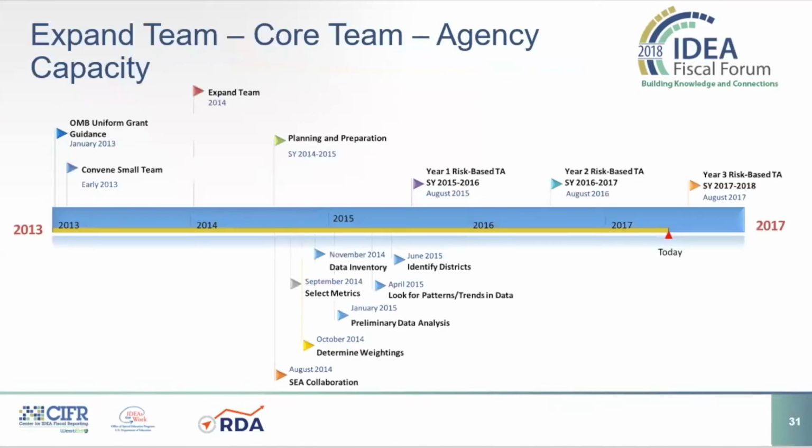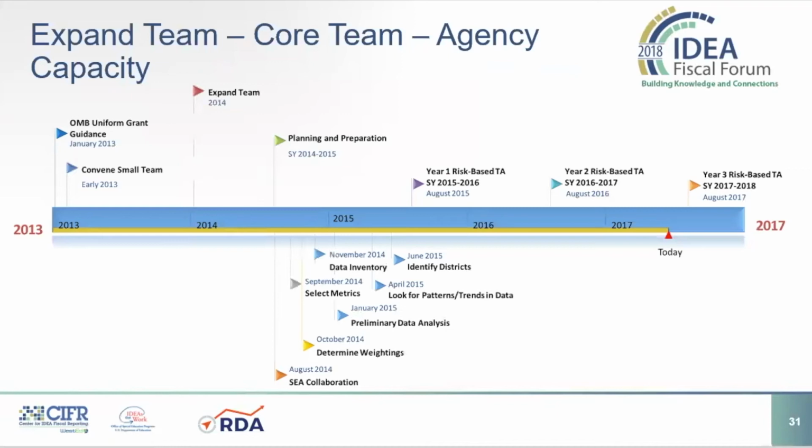So the first thing to understand is that this is a process that does take time, and it never actually stops. It's a constant improvement loop of learning from what we've done in the last year, learning from each other, from other states, and incorporating that into an improved process for the following year.